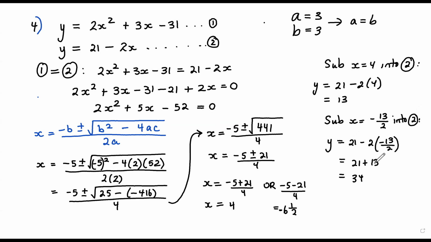So your solution for this quadratic will be, let me put it in a different color, when x is equal to 4, y is equal to 13. And then when x is equal to negative 6.5, y is equal to 34.